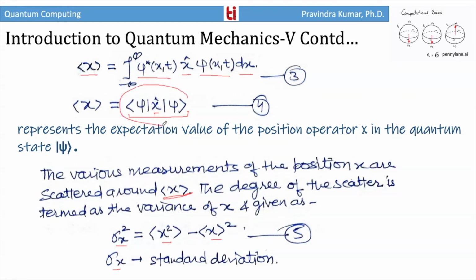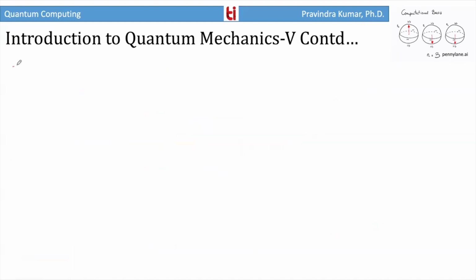This is a type of inner product. It is mathematically a sandwiched inner product, an inner product with an operator in the middle. It is an inner product between bra psi and x ket psi. It is a scalar representing a measurable quantity.